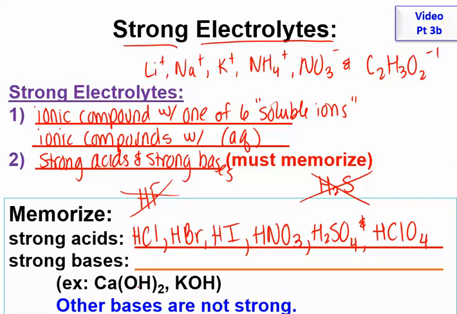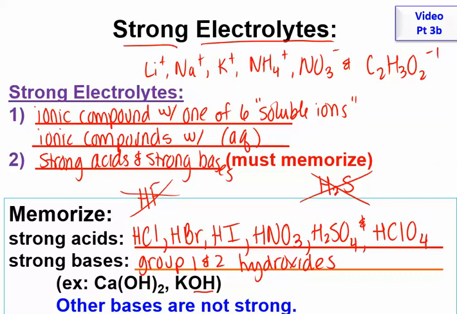Okay, the strong base list is the same idea as the strong acid list. These are the only ones. It is group 1 and 2 hydroxides. So in other words, group 1 and 2, those are the first 2 columns on the periodic table. I can pull off any of those metals and make a hydroxide, so that's the hydroxide ion.